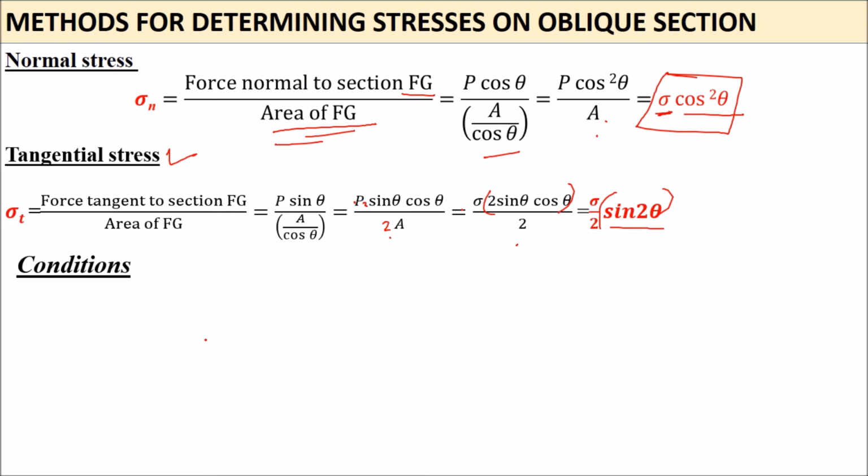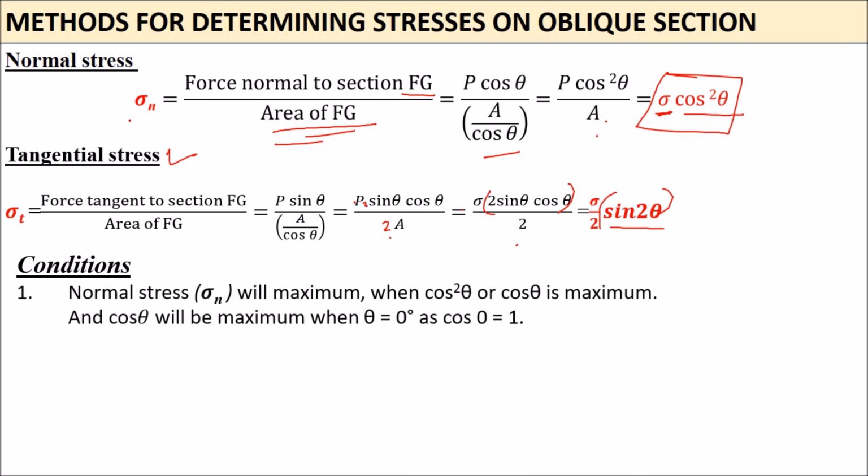Now we should check what the conditions are. We got the formula, but what can we conclude from these formulas? When sigma n will be maximum, when sigma t will be maximum, where sigma n will be 0, like that we need to find out.